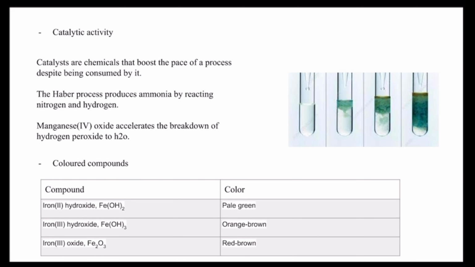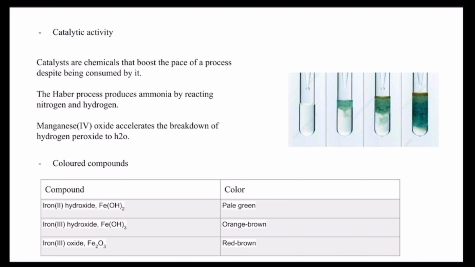And then catalytic activity. Catalysts are chemicals that boost the pace of a process despite not being consumed by it. The Haber process produces ammonia by reacting nitrogen and hydrogen. And magnesium oxide accelerates the breakdown of hydrogen peroxide into water, of course.